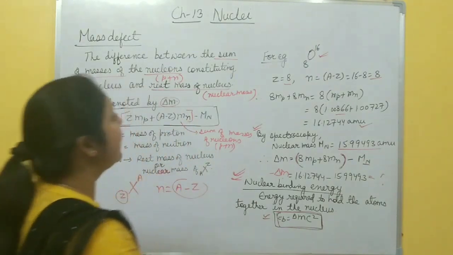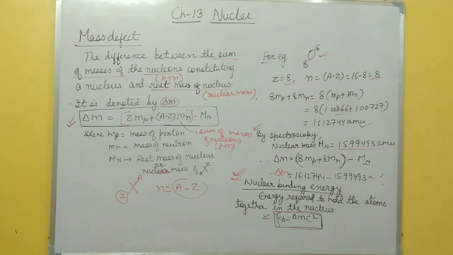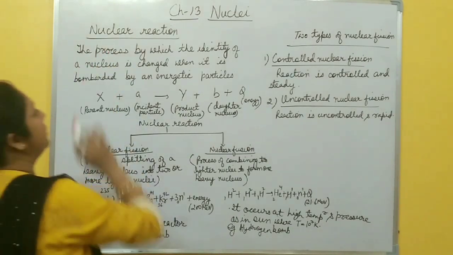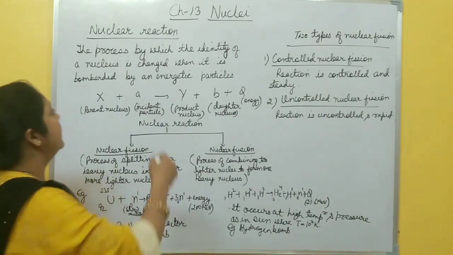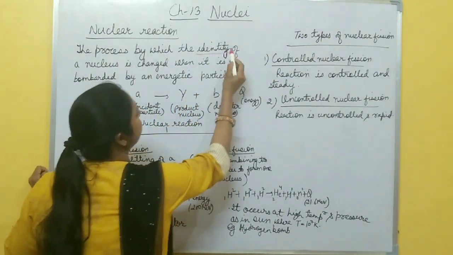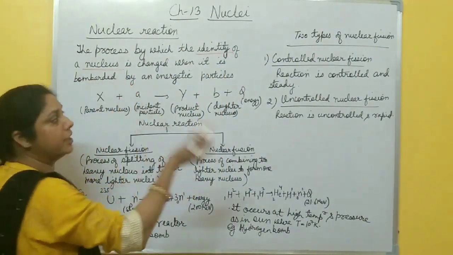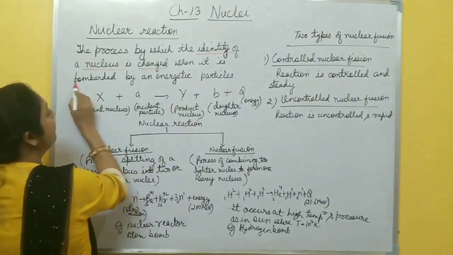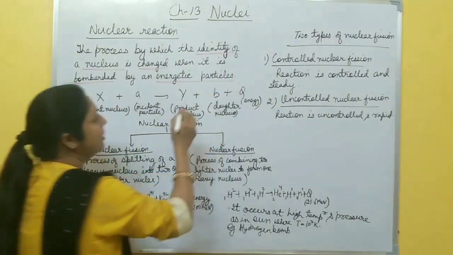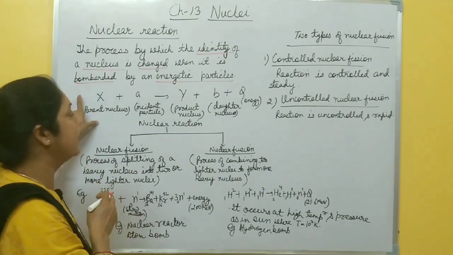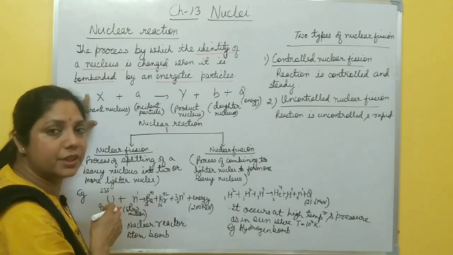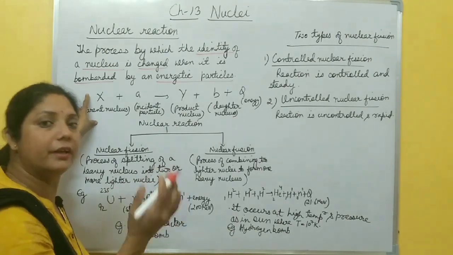So this is about mass defect. After that, only one topic is left, that is nuclear reaction. Please take a screenshot of this one first. Now, the last topic of this chapter is nuclear reaction. What is nuclear reaction? It is the process by which the identity of a nucleus is changed when it is bombarded by an energetic particle. When a high energy particle is bombarded on any nucleus, the identity of the nucleus is changed. It means it is converted into a different nucleus.